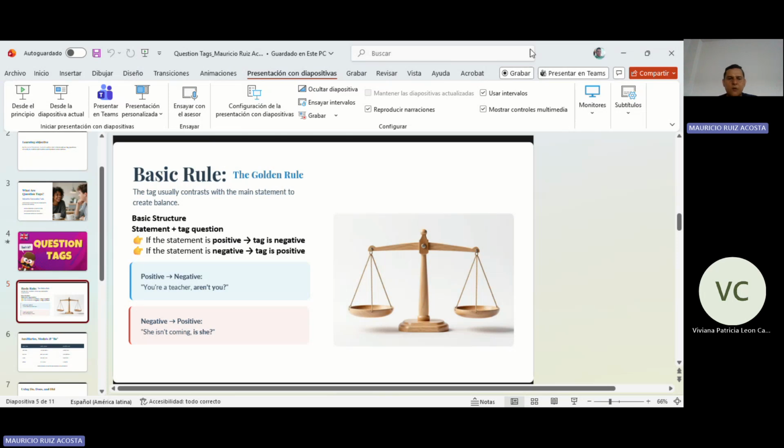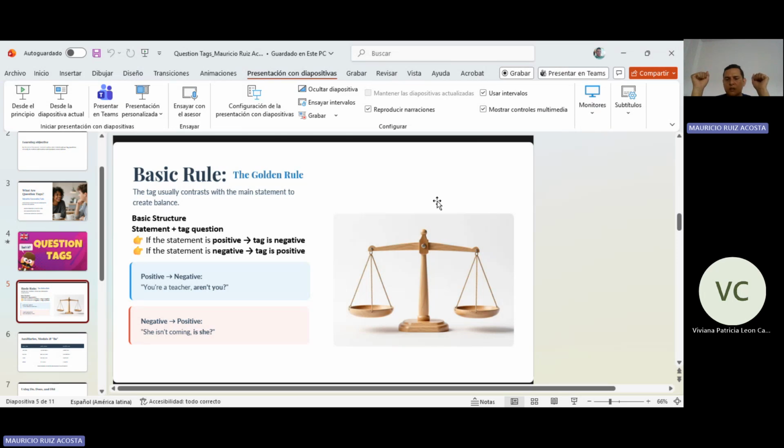For example, in the first one, the tag usually contrasts with the main statement to create balance. The basic structure is the statement plus the tag question. If the statement is positive, the tag is negative. If the statement is negative, the tag is positive. That is so important.